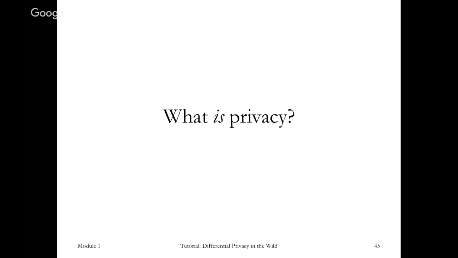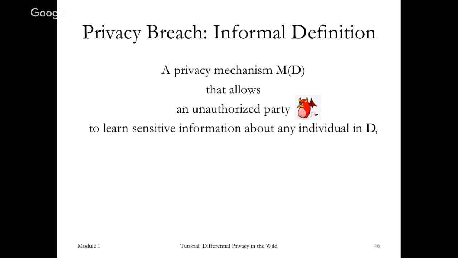All right. So now that we've talked about problem formulation and basically what privacy is not, I still haven't formally defined what privacy means. So let's talk a little bit about that, and let me set up a few desiderata before we go into a formal definition for privacy. One way you can informally define a privacy breach is the following: a privacy mechanism M causes a privacy breach if it allows some unauthorized party, this attacker here, to learn some sensitive information about any individual in the dataset D. That could be one way to define a privacy breach.